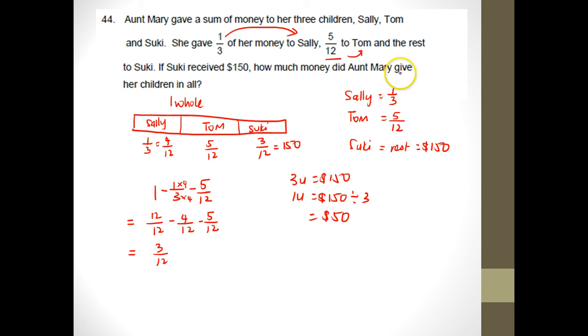How much did Aunt Mary give her children in all? So altogether, which is 1 whole, which is 12 units. So 12 units will be $50 times 12, and we get $600.